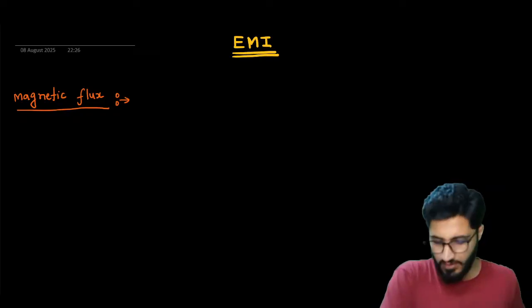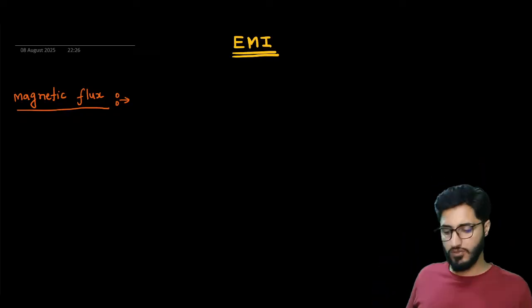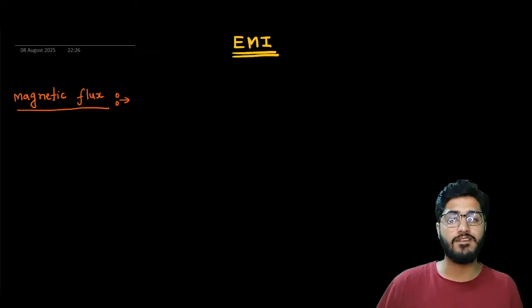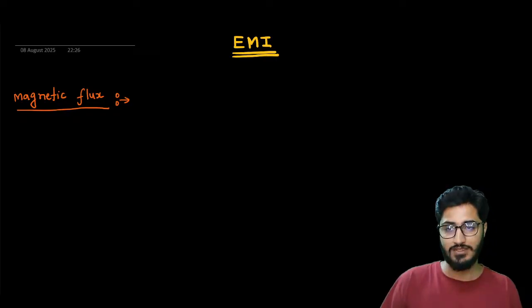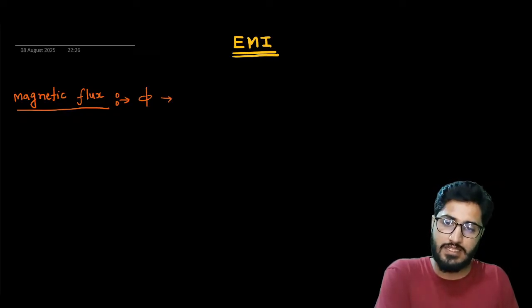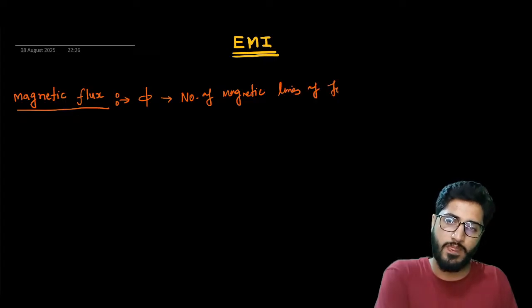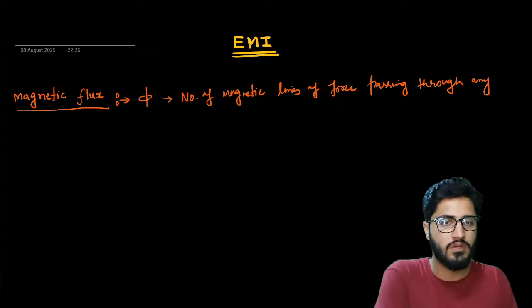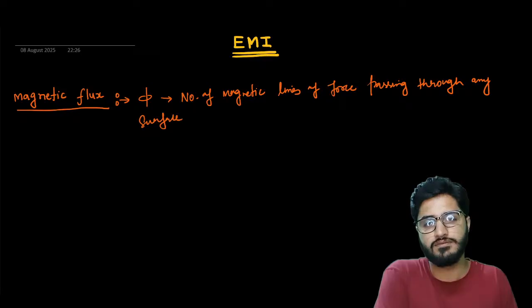Look now. So let us discuss the magnetic flux. Do you know what the electric flux was? That was the number of electric field lines crossing any particular surface area. That was electric flux. So magnetic flux is also denoted by phi, and it just denotes the number of magnetic lines of force passing through any surface.